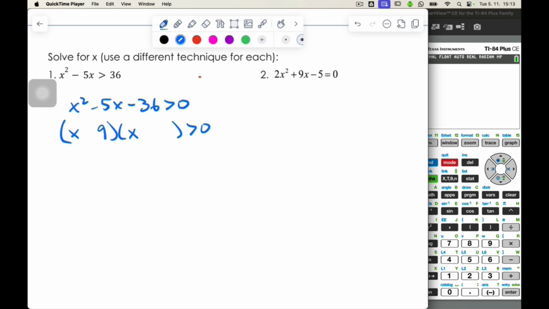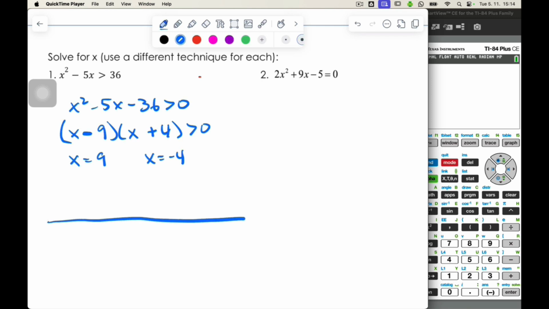And if you think about it, you're going to get 9 and 4. The 9 has to be negative and the 4 is positive. And so I know x equals 9 and x equals negative 4, even though I'm concerned with greater than. I'm going to worry about that in just a moment.